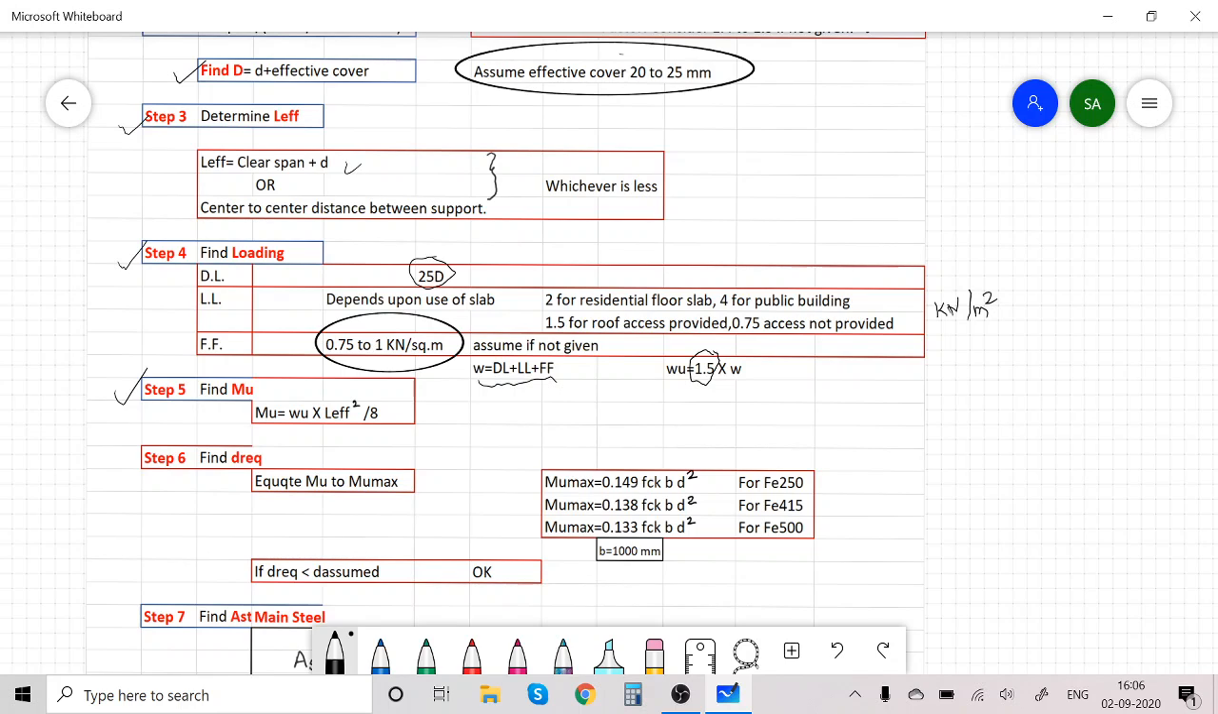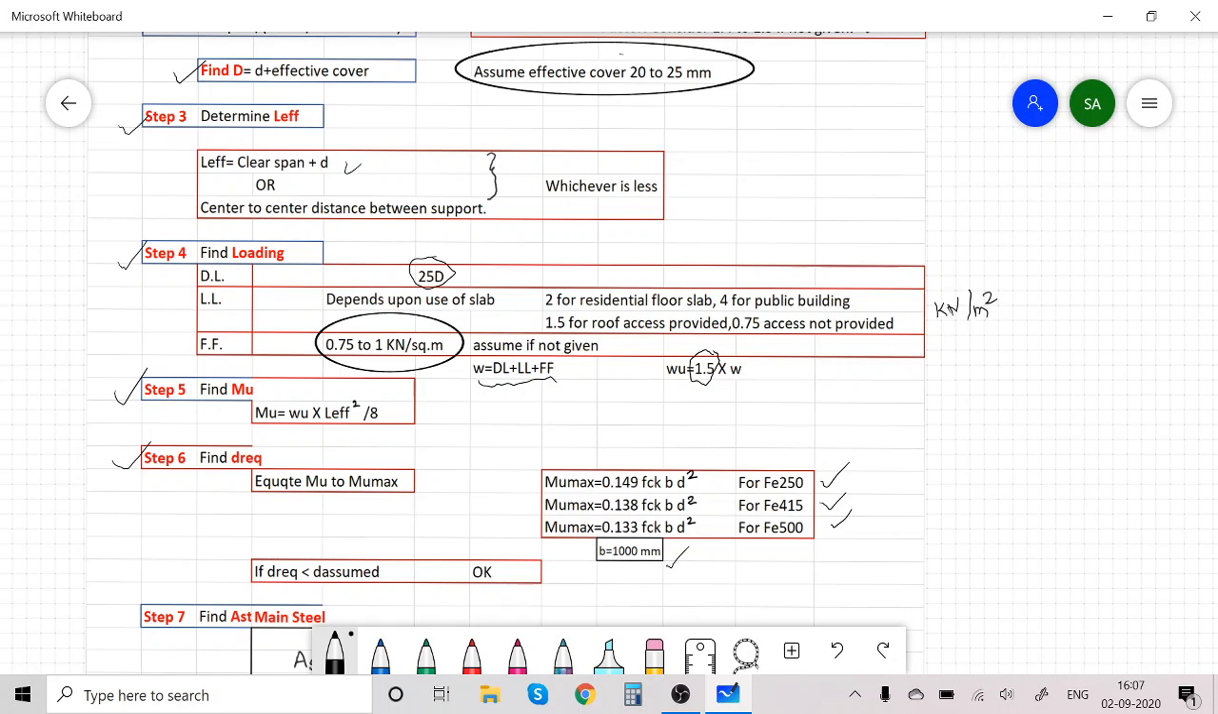Once you get the value of Mu, equate this Mu to Mu max in step number 6. Mu max depends upon grade of steel. For Fe250, it is 0.149 fck b d square. For Fe415, it is 0.138 fck b d square. And for Fe500, Mu max is 0.133 fck b d square. Here you will consider the value of b as 1 meter, that is 1000 mm, as we are considering the 1 meter width strip of the slab.